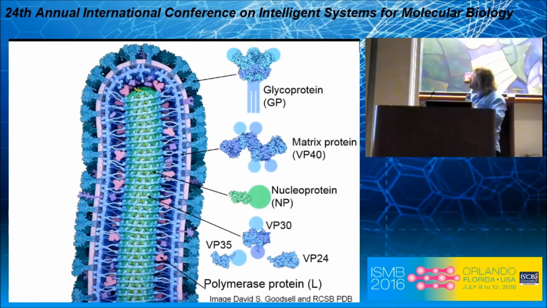This image nicely shows the structures that are available. Thankfully there are structures available for nearly all of the Ebola virus proteins, with the exception of the polymerase protein L. We can also see that some regions, these solid rectangles and circles, indicate parts of the protein that haven't been solved. So although we have some structural data, it is far from complete.